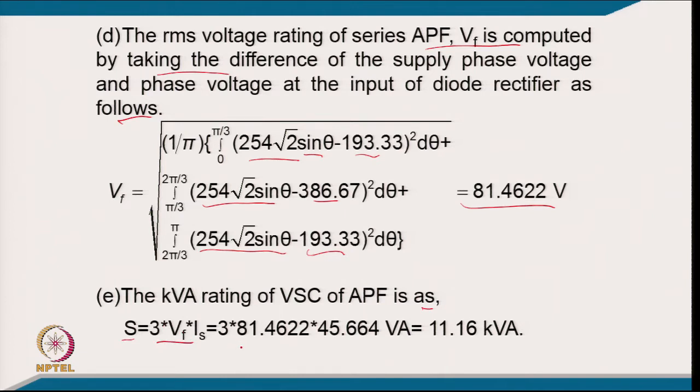The kVA rating of the VSC of the active power filter is S equal to 3 VF IS. Keeping the values, 3 into 81.4622 and the current 45.664, it comes to 11.16 kVA. So, that is the kVA rating of the series active filter.